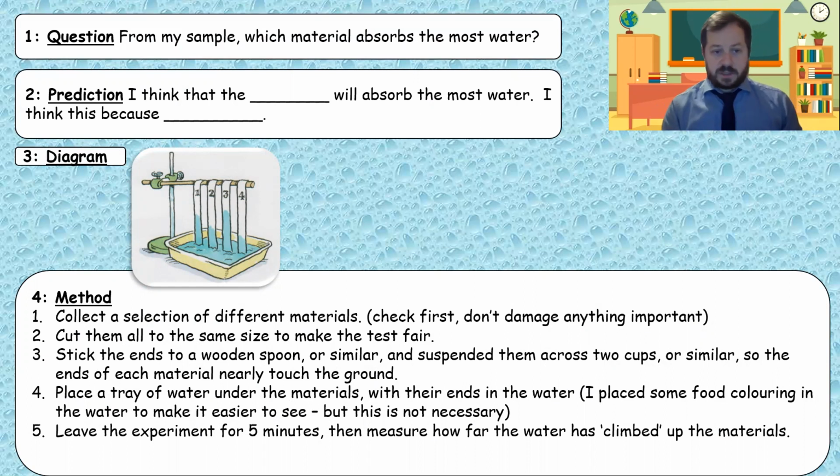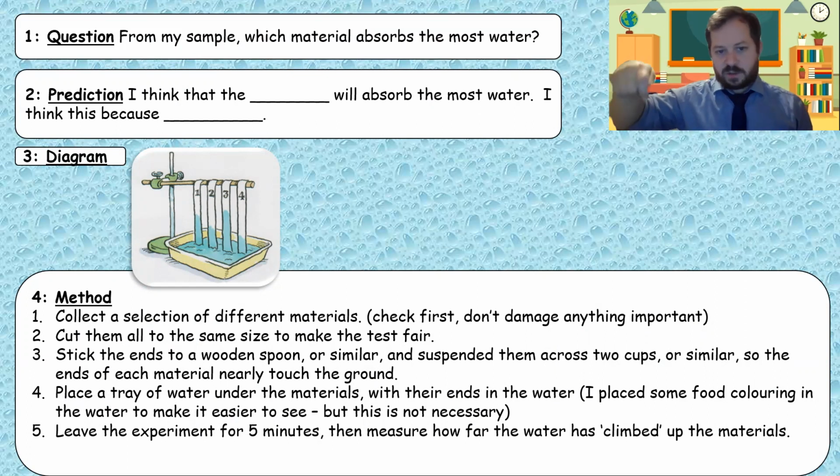Our method for this one is: collect a selection of different materials. Just check first and don't damage anything that's important. Don't cut a strip out of your top or something, because that seems like a silly idea. First off, you'd be walking around with a strip of missing clothing, but also you would damage it. So think about what you're going to get. Make sure it's okay with your parents. Cut them all to the same size to make sure it's a fair test. In order for it to be the same, we have to test the same amount of material.